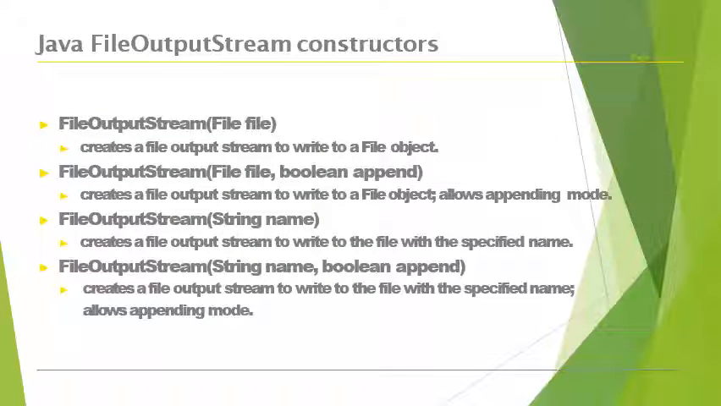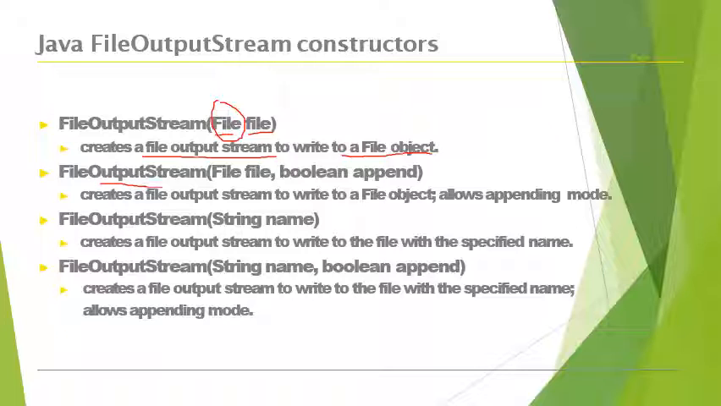Now we have discussed FileInputStream constructors. In the same way, we have the FileOutputStream constructors, but here the arguments are different. In FileOutputStream, the first argument is File. This is our class name and this is our object. So it will create a FileOutputStream to write to a file object, that is, we can write to a file object.